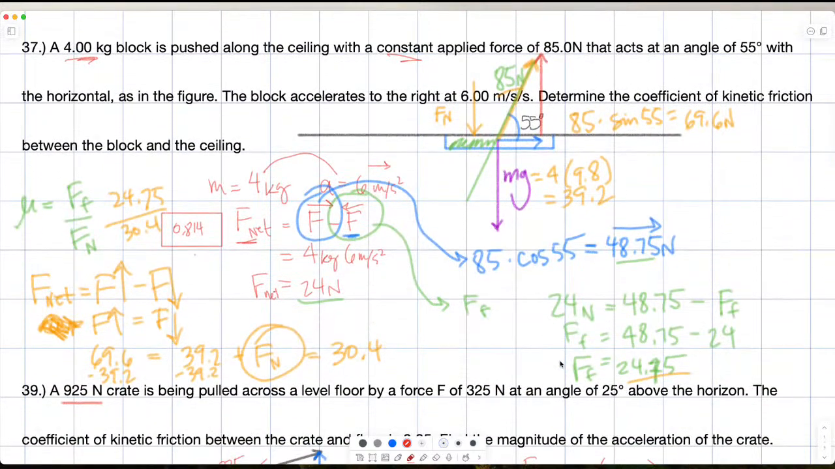Number 37, a 4 kilogram block is pushed along the ceiling with a constant applied force of 85 newtons. This 85 acts at an angle of 55 degrees with the horizontal, as in the figure. The block accelerates to the right at 6 meters per second squared. Determine the coefficient of kinetic friction between the block and the ceiling.